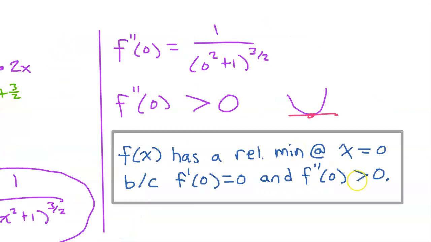Did your answer look like this? F of x has a relative min at x equals 0 because f prime at 0 is equal to 0 and f double prime at 0 is positive. Did you remember to include the statement about f prime and f double prime?